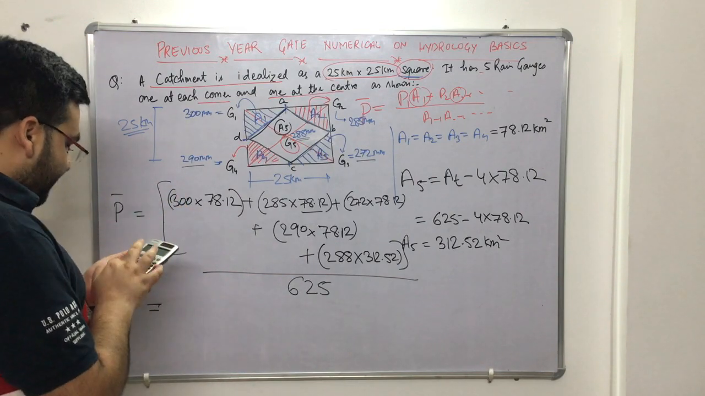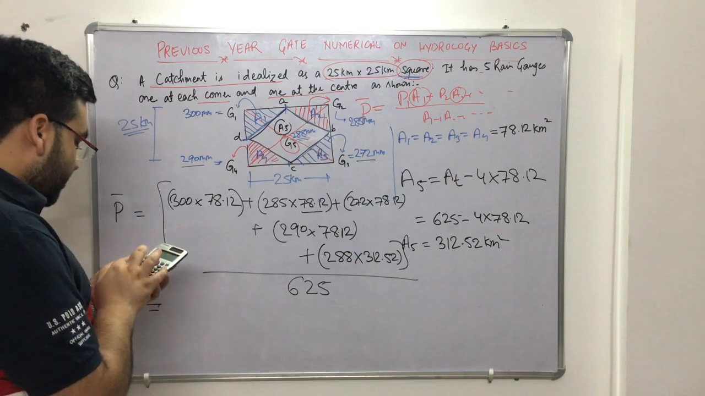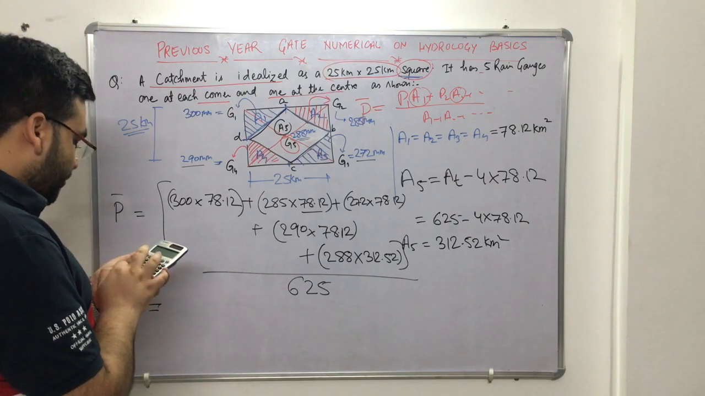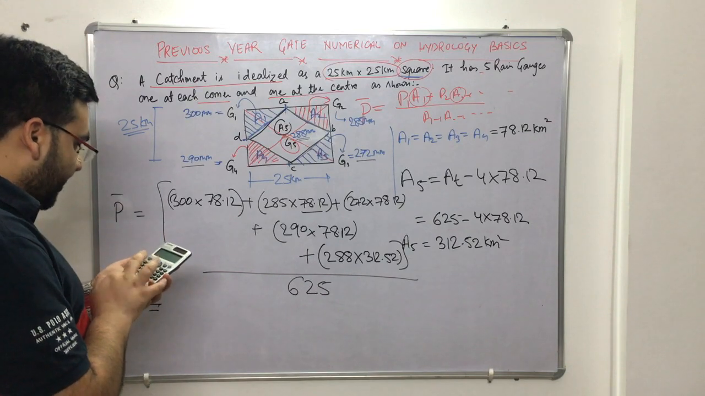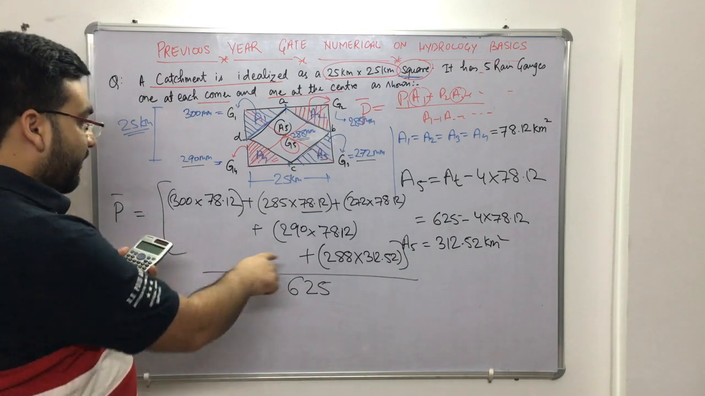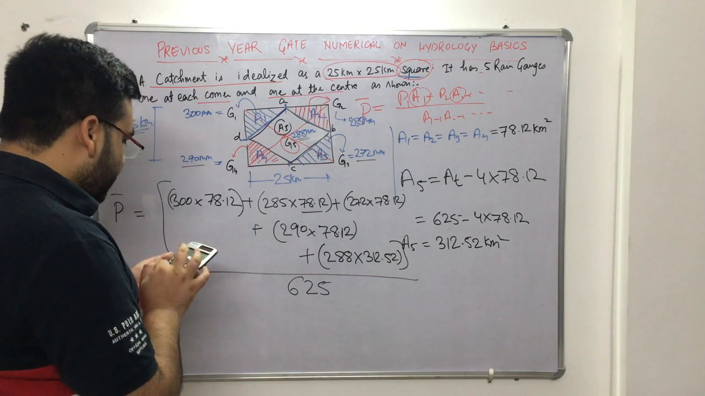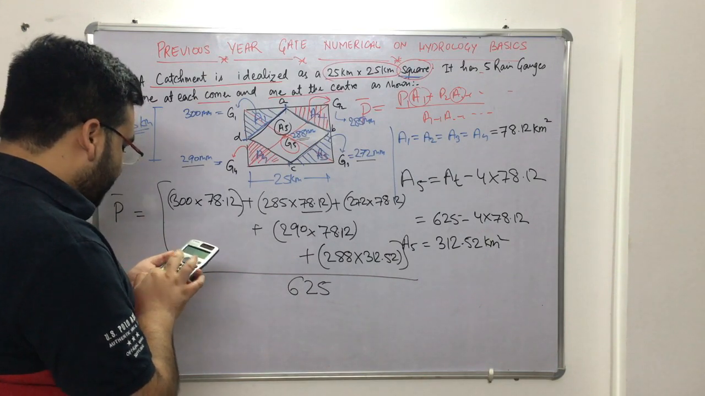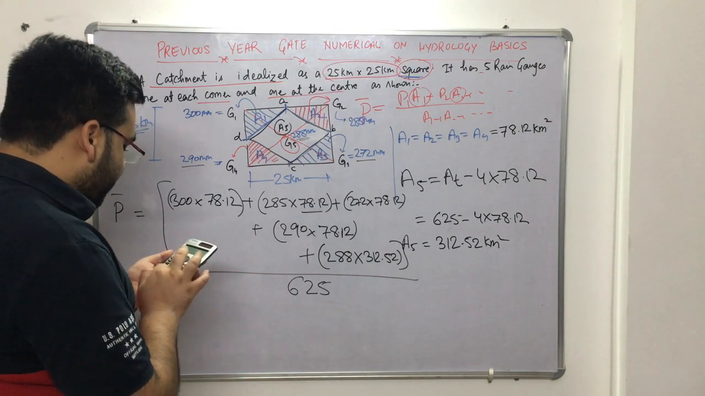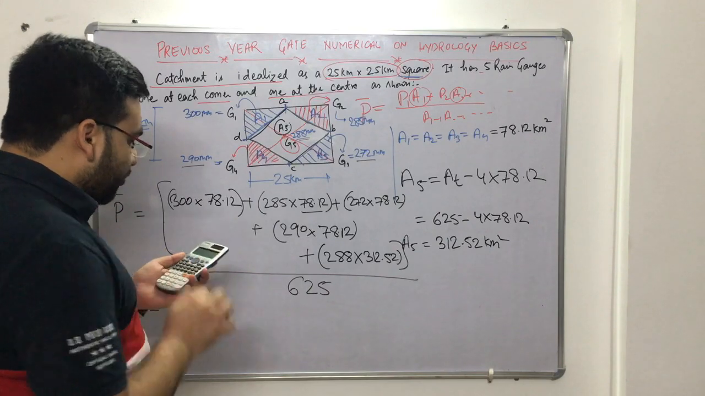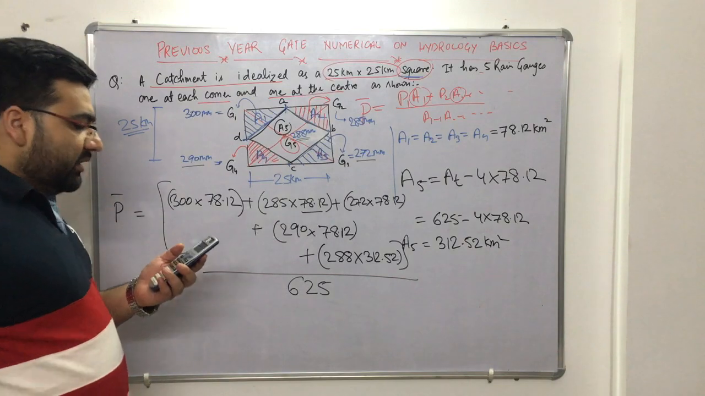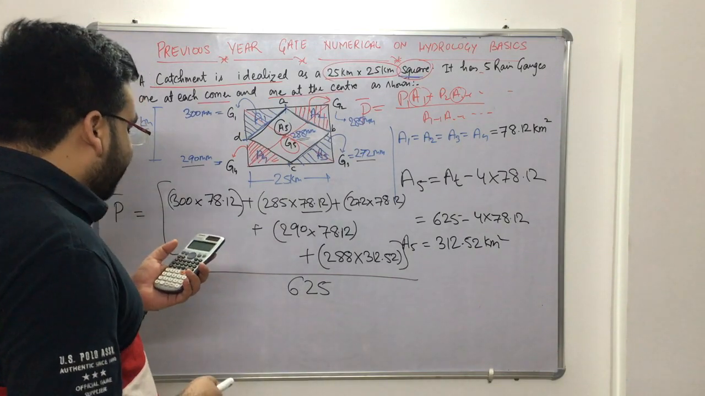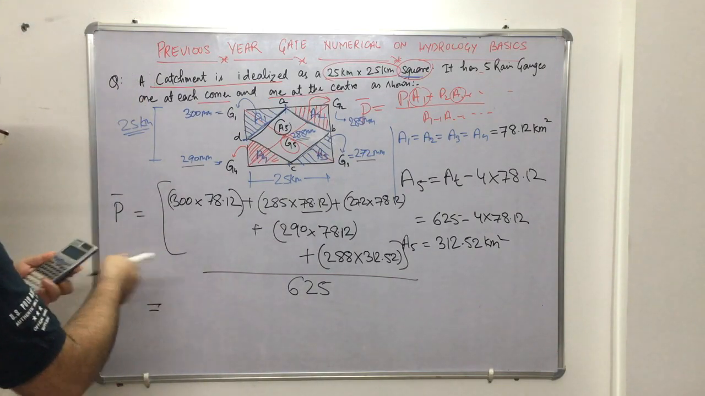It's 300 plus 285 plus 272 plus 290, I have taken all this common, multiplied by 78.12, and plus now I have 288 into 312.52, this much divided by 625. It comes out to be 287.37. I hope everybody is getting the same answer. So the average precipitation comes out to be 287.37.